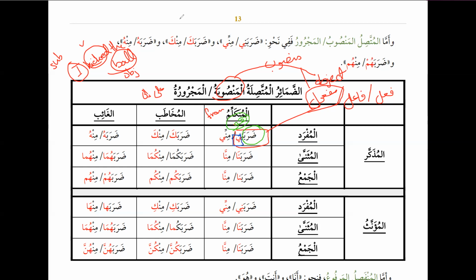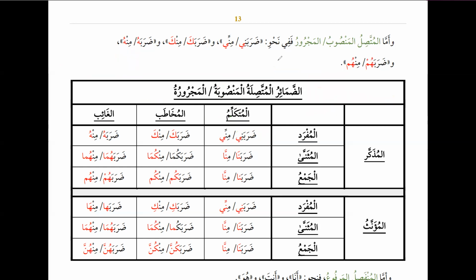Okay, now let me explain this to you. In darabani, you have daraba plus noon plus ya. Okay? This here, barakallahu fikum, is the fa'il. The fa'il is hidden, that is huwa, hidden in daraba. Then this here is the maf'ul.